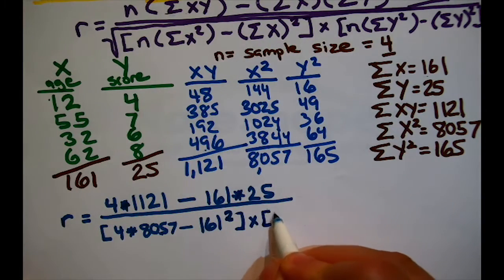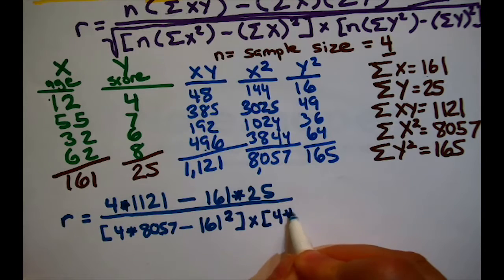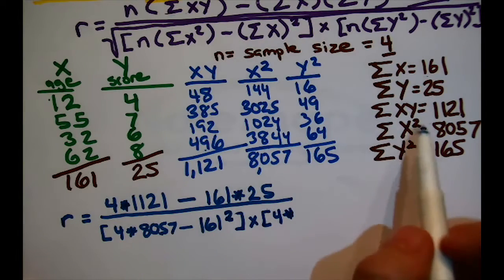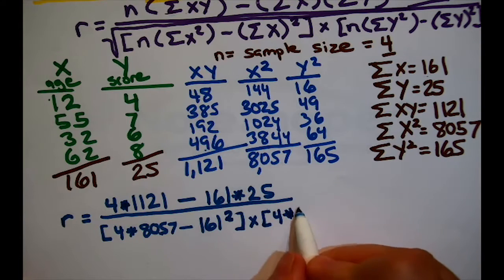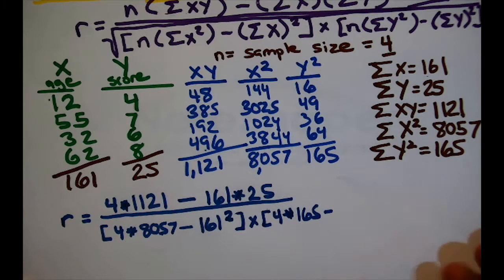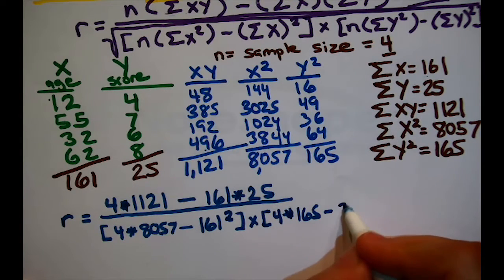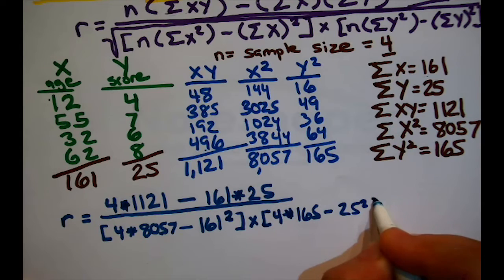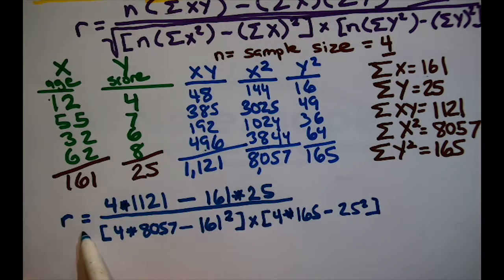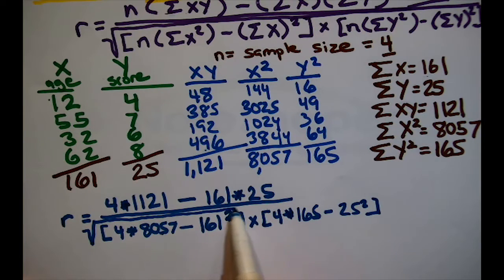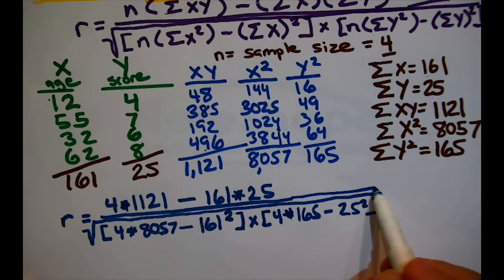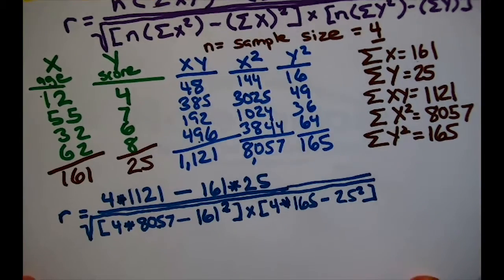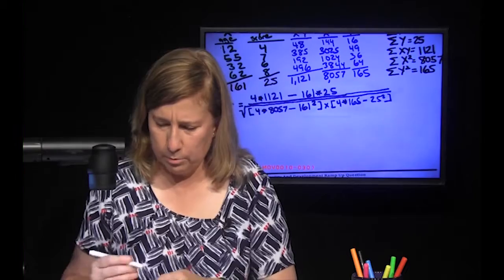Here's the half with the y's. It's the same 4, except 4 times the sum of y squared, which is 165. Minus the sum of y, which was 25, squared. That would finish off that half. Those two are multiplied times each other to get the finished product, but all of that, I do have to remember, is under a square root sign. Okay, so those are the numbers in place.